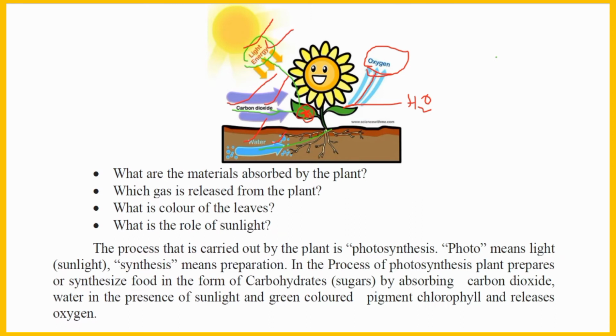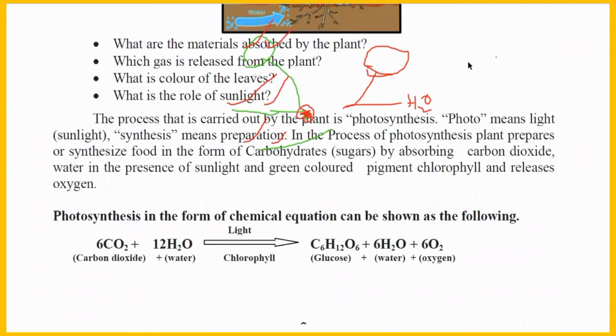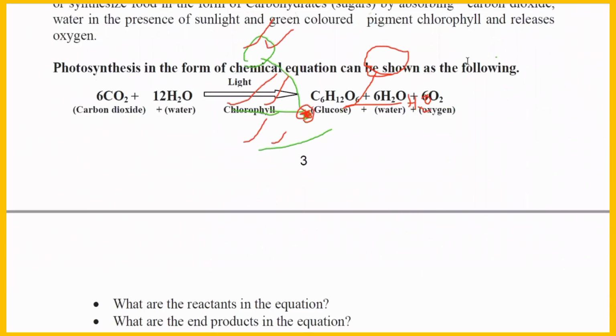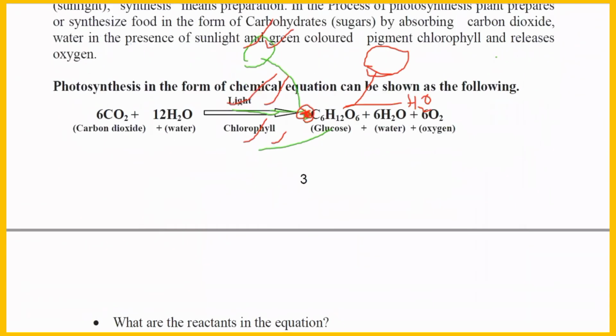And here, this is most important: the chemical equation of photosynthesis. You must keep it in your mind. This definition is most important here.